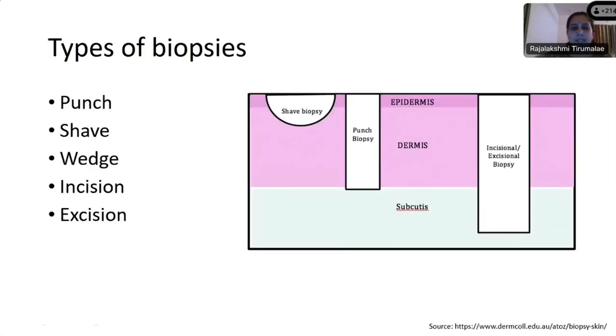Now, commonly, these are the types of biopsies that we receive. Most commonly for inflammatory diseases, we receive punch biopsies. Shave and wedge biopsies, we don't receive so often. Incision biopsies are sometimes done for blistering diseases, and excision biopsies are usually done for tumors. So we don't encounter that so much in inflammatory conditions. Okay.